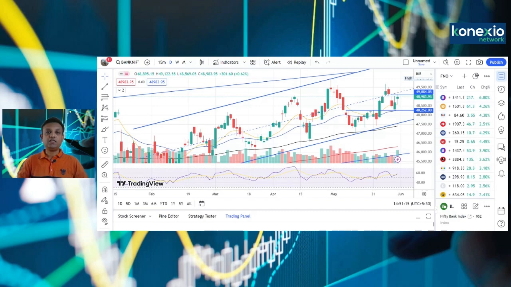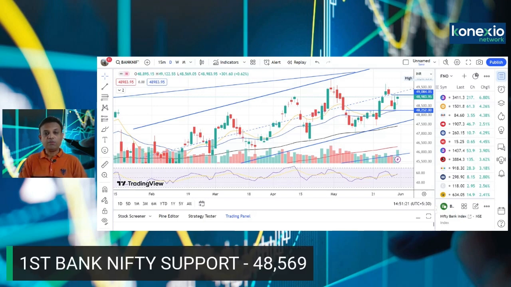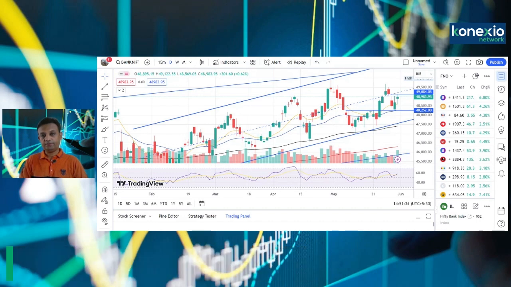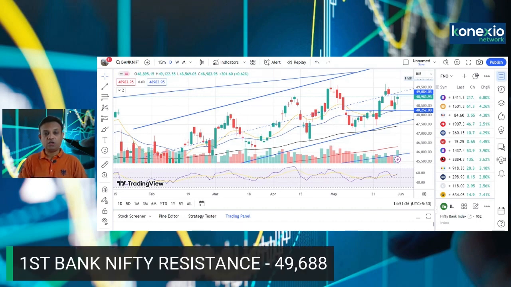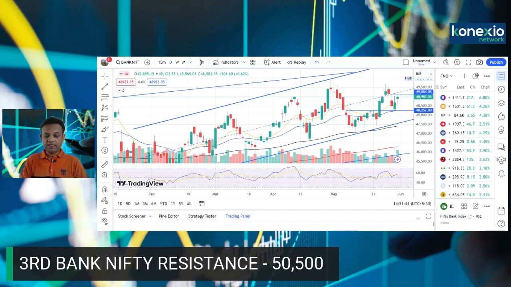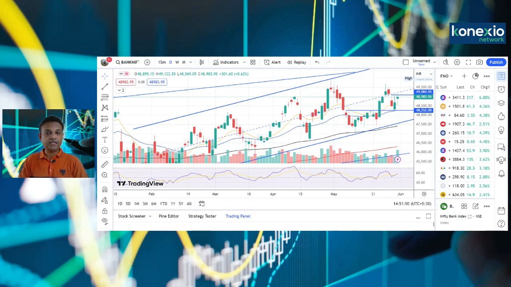So friends, now let us discuss the important support and resistance levels in Bank Nifty for the next week. The first support in the Bank Nifty is around 48,569. Below that, the second support is placed around 47,873, and the third support is placed around 47,400. Whereas on the upside, the first resistance is around 49,688. Above that, the second resistance is around 50,000, which is the psychological mark. And if it breaks, then the third resistance is around 50,500 odd mark. So these are the crucial support and resistance levels in Bank Nifty for the next week. Traders should watch out for these levels closely.